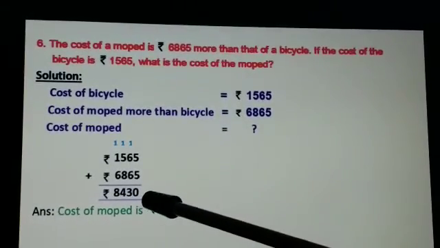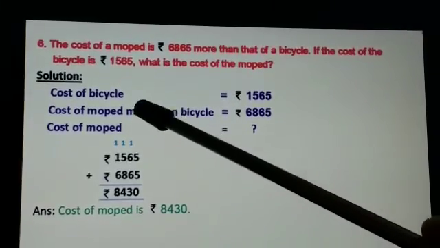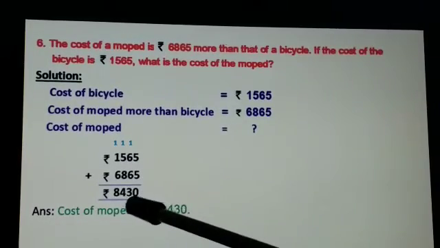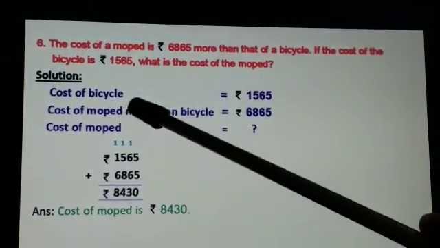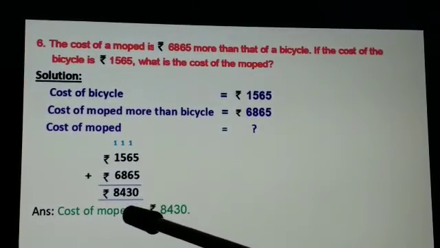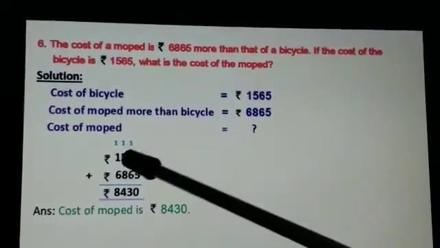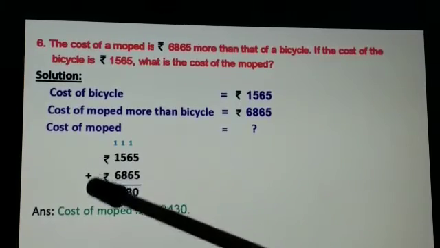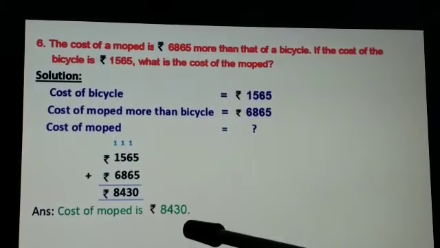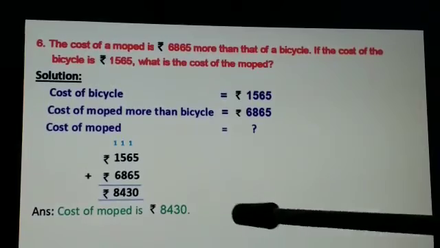5 plus 5 is equal to 10. 0 will be here and 1 will be carried over at the tens place. Now 1 plus 6 is equal to 7. 7 plus 6 is equal to 13. 3 will be here and 1 will be carried over. 1 plus 5 is equal to 6. 6 plus 8 is equal to 14. 4 will be here and 1 will be carried over. Now 1 plus 1 is equal to 2 and 2 plus 6 is equal to 8. Now the cost of moped will be rupees 8430.